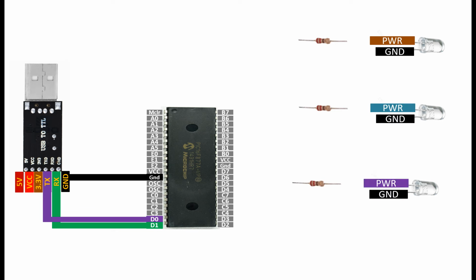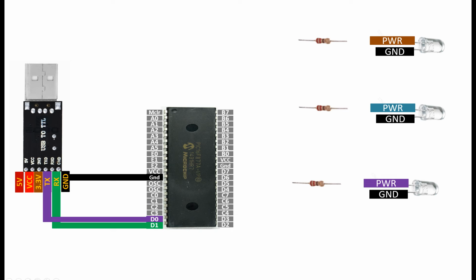Now the computer will send signals to the USB to TTL device, and then it will send to the PIC, and we will receive the data from the software serial port, and then we will program it in a way that when A is received, this LED turns on. When B is received, this LED turns on. When C is received, the third LED is turned on. And when D is received, it will reset. All the LEDs will turn off.